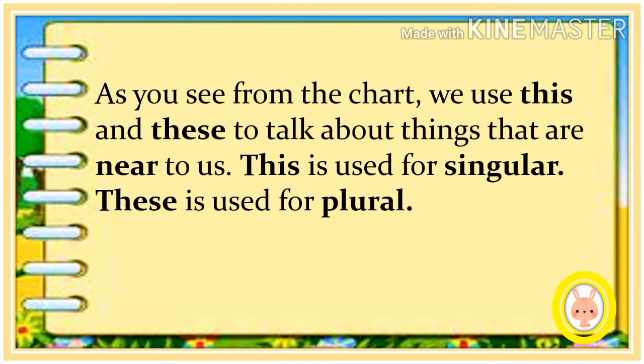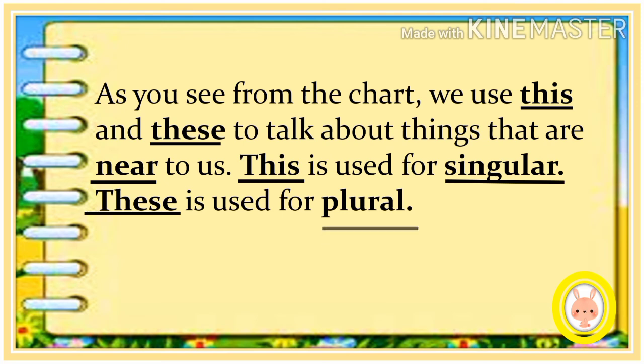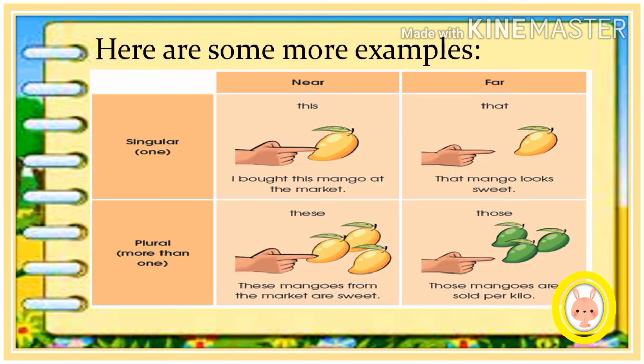As you can see from the chart, we use this and these to talk about things that are near to us. And this is used for singular and these is used for plural. Here are some examples of demonstrative pronouns. So we have the singular and plural. So as we can see, for singular we are referring to one and plural more than one. So, we use this and these when the things are near us. I bought this mango at the market. And then these mangoes from the market are sweet.